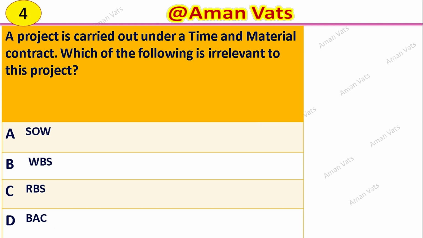Question number 4. A project is carried out under a time and material contract. A project is carried out under a time and material contract. Which of the following is irrelevant to this project? Again, pay attention to irrelevant. Timer started.